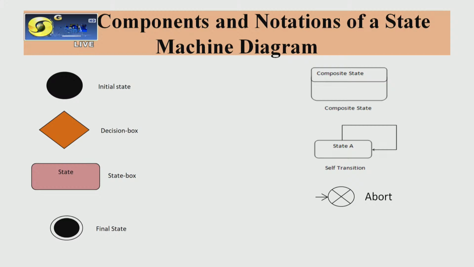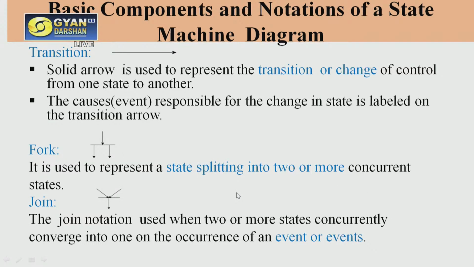If we have a composite state, then we use this particular diagram to show it. If we are moving from one state to that state itself after performing a certain operation, then that is known as self transition. For that we use this particular symbol. And if we have a condition where we are not moving anywhere and the system is at halt, for abort we use this particular symbol. There are a few more things which are used.